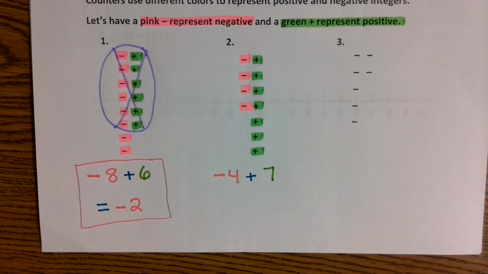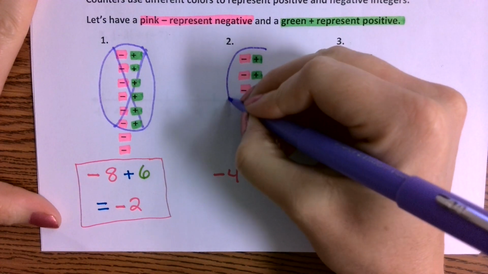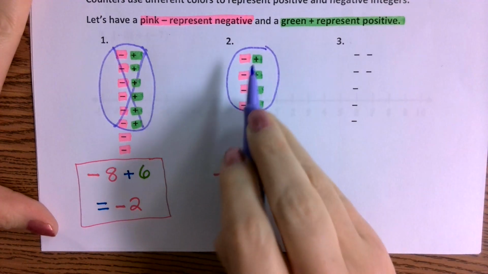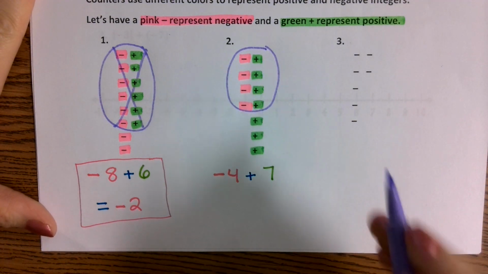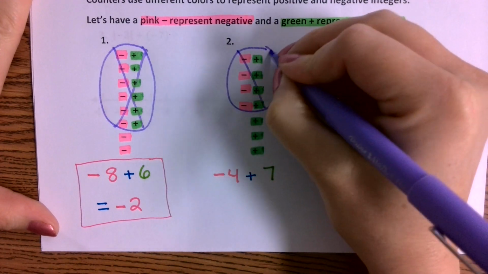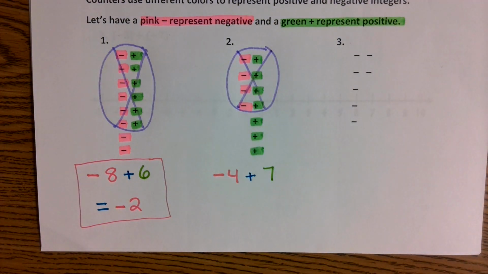Okay, now the second thing that I need to do, now that I've identified my terms, I need to identify if I have any 0 pairs. Do I have any 0 pairs in this problem? Yes. How many do I have, Aisha? 4. I have 4 0 pairs, right? I have 4 negatives that can be canceled out with 4 positives. So I can go ahead and circle those and cross them off.